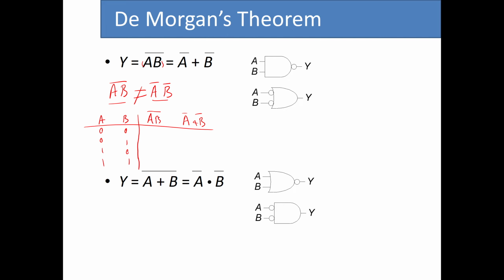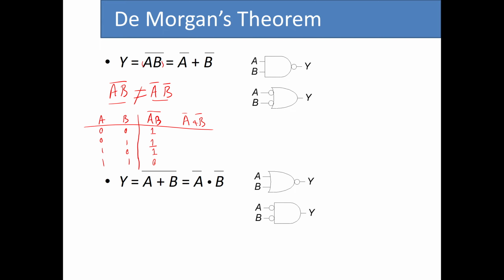So what is the result of AB bar? This is practically the result of NANDing A and B. So A and B is 0, so that means the NAND is going to be 1. 0 and 1 is going to be 0, so the NAND is going to be 1. 1 and 0 is 0, NAND is 1, and then finally 1 and 1 is 1, so the complement, or the NAND, is going to be 0.